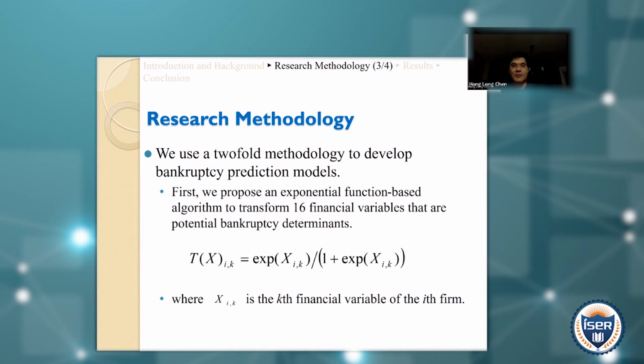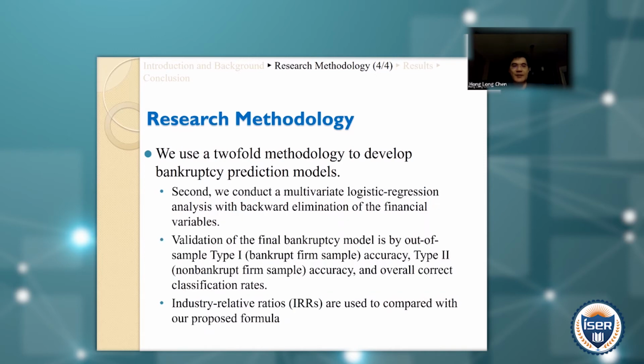Second, we conduct a multivariate logistic regression analysis with backward elimination of the financial variables. Validation of the final bankruptcy model is by out-of-sample Type 1, which is bankrupt company sample accuracy, Type 2, non-bankrupt company sample accuracy, and overall correct classification rates. Industry relative ratios are used to compare with our proposed formula.